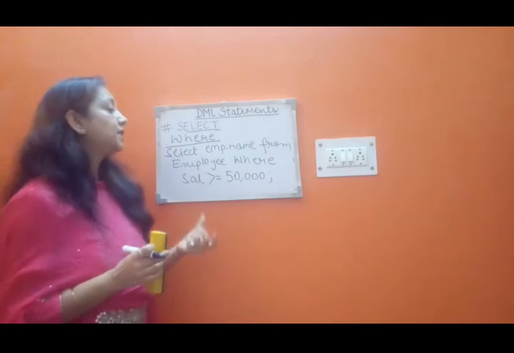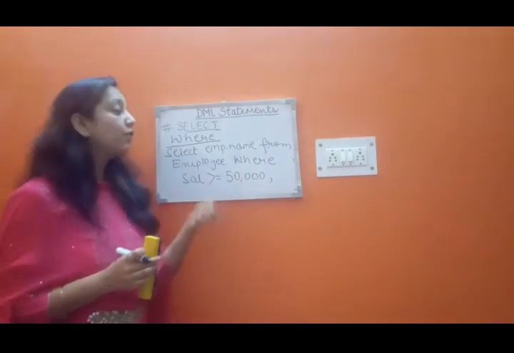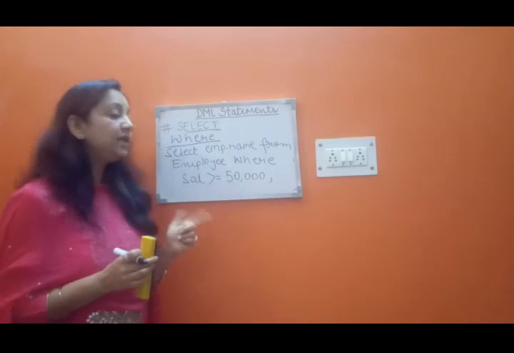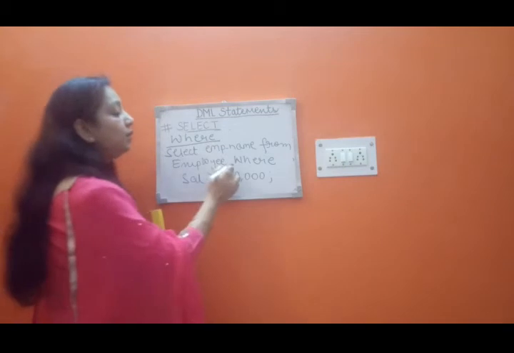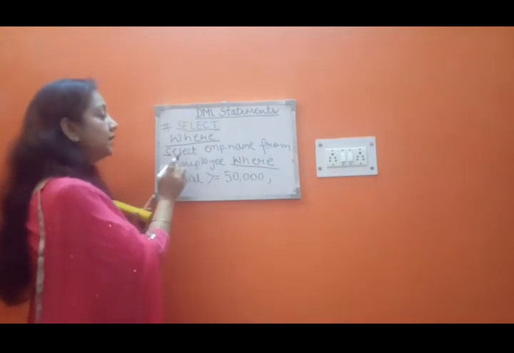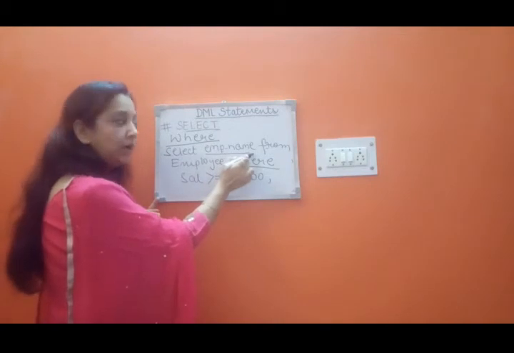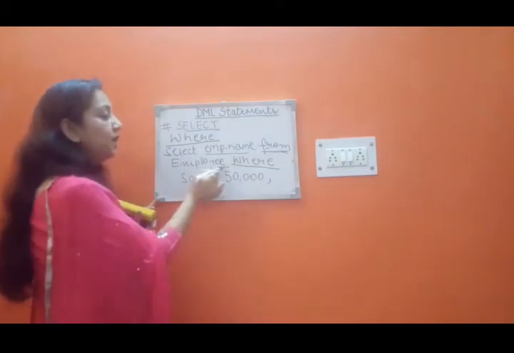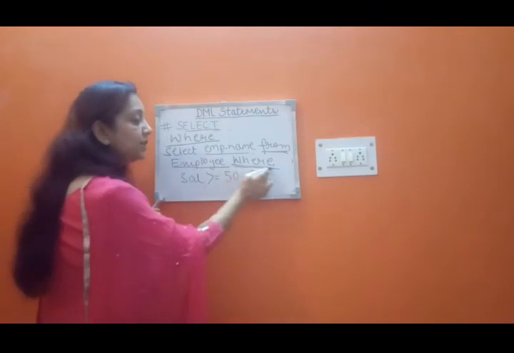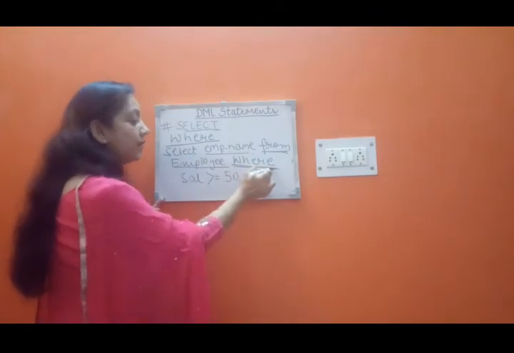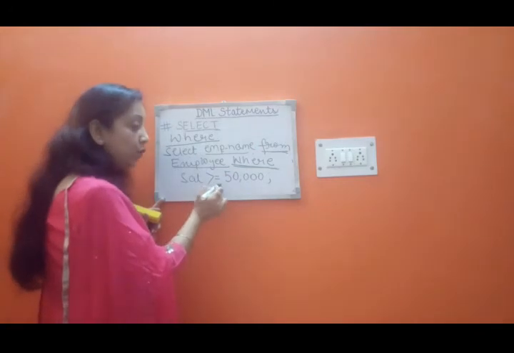So for example, I want to view the names of those employees from the employee table whose salary is greater than or equal to 50,000. So here I will make use of the where clause. It says select employee name. I want to view the employee name, so what do I select? The employee name. From where? From the employee table. And what is the condition for selecting? The condition is specified here: where salary is greater than or equal to 50,000.